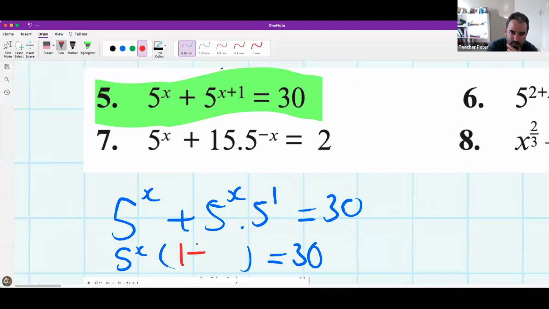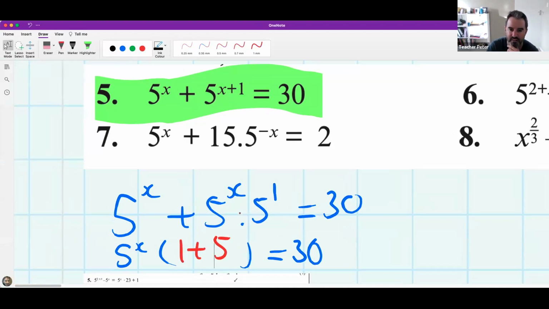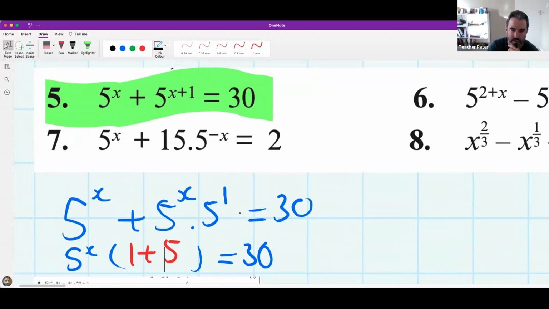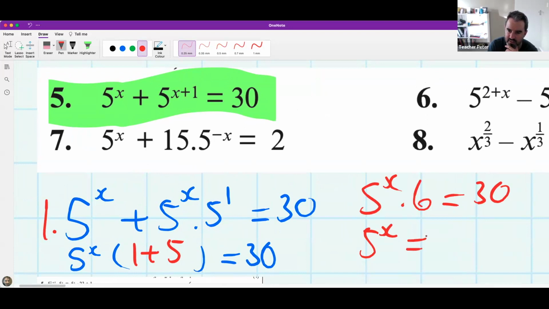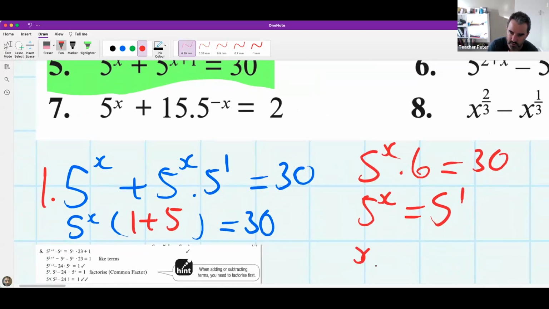And I think it's going to be 1 plus 5. Let's just make sense, because there's a 1 sitting here, and then this is 5. So then what I have is 5 to the x times 6 equals 30. And then if I bring the 6 to the other side, I actually get 5 to the x is 5 to the 1. And so then x must be equal to 1. And so I agree with that.